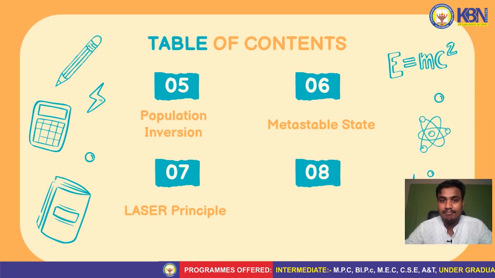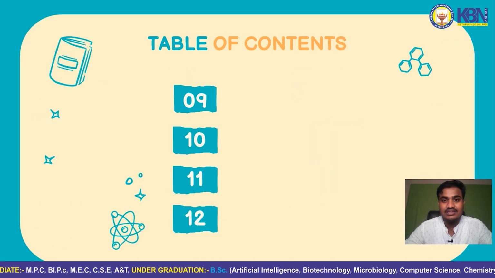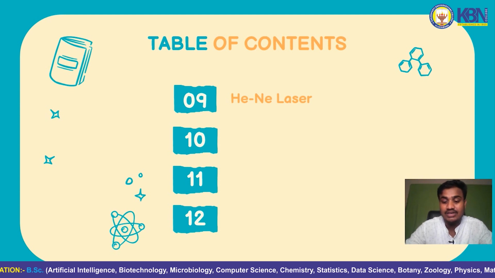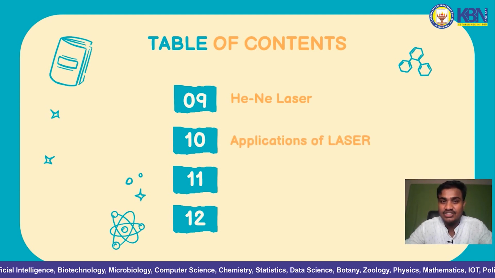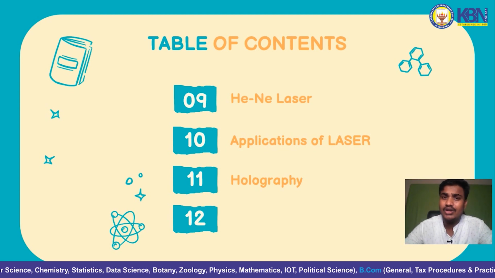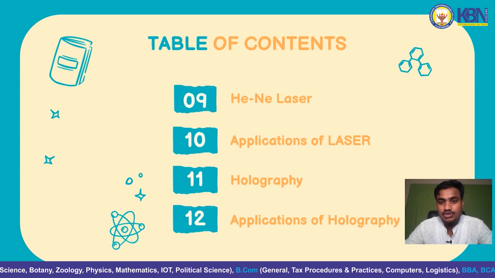Then we are going to see the main principle that is involved, which we can call the laser principle. Then we are going to see the Ruby laser, how it is constructed, how the Ruby laser works. Then the helium neon laser, its construction, its working, how the stimulated emission is achieved. Then the applications of lasers, where lasers are used in day-to-day lives. Then holography, how a hologram is created, how it can be captured. Then the applications of holography.